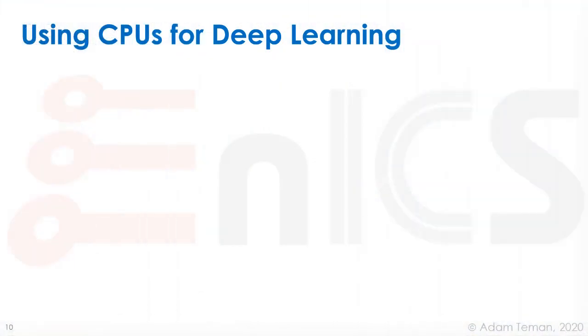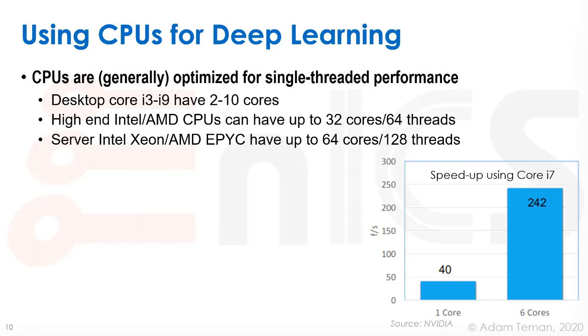So can CPUs be used for deep learning? Actually, that's the way it used to be done, and that's the way it was started because we all use CPUs. CPUs, however, are generally optimized for single-threaded performance. So they're not made for this type of embarrassingly parallel problem.